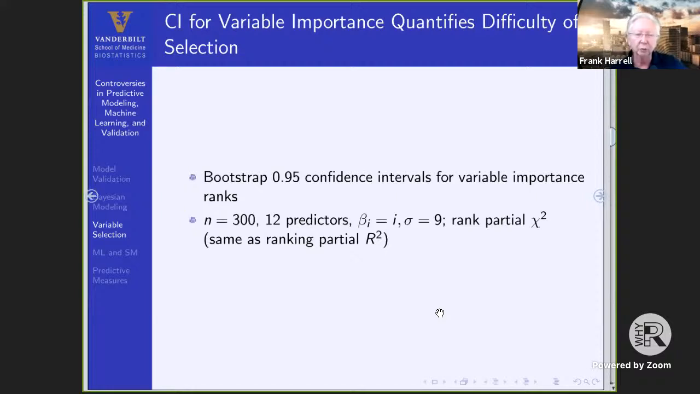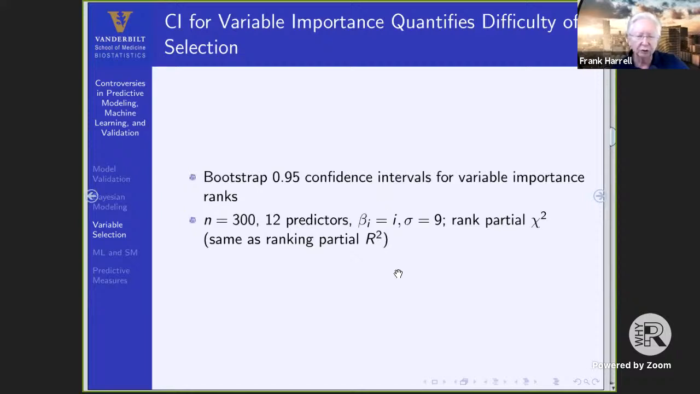All you have to do with the Bootstrap is to do a few hundred resamples of your data and repeat your whole analysis every time from zero. So you start over with your feature selection and you start over with your coefficient estimation. And so with the Bootstrap, you can calculate confidence intervals for things we're not used to seeing confidence intervals on.